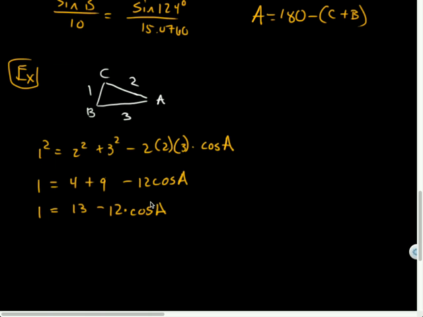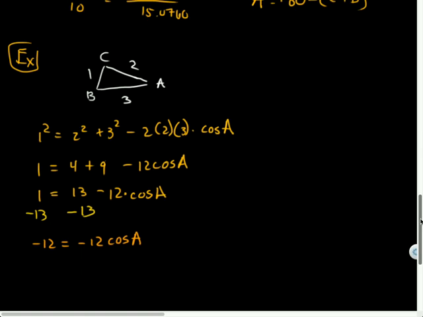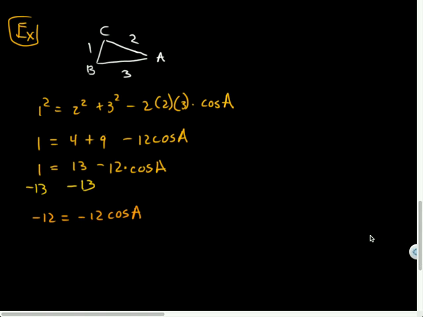So how do I solve for A here? Does anyone know? Don't speak. Don't ever say sin. Not yet. I would move this 13, so I'd have negative 12 equals negative 12 cos A. Let's see, I'm kind of scared where this is going, actually. I'm not sure what's going to happen, guys. So scared.